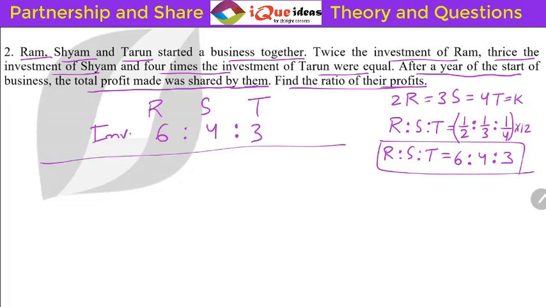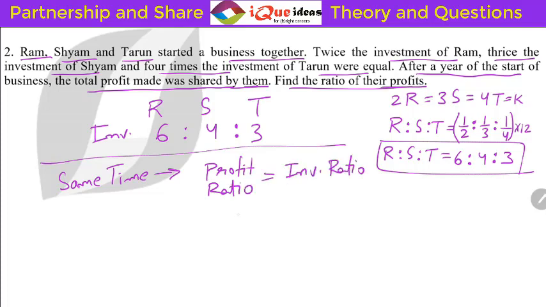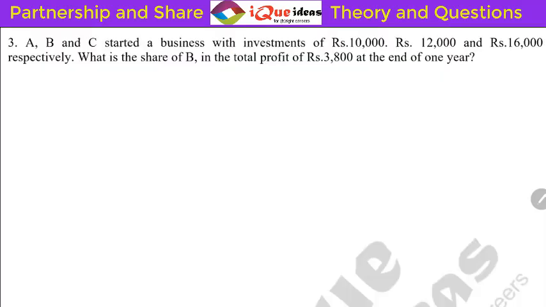Now whenever it is same time, you can directly memorize and use it. For same time, profit ratio is straight away equal to investment ratio. So in this question, it is directly 6 is to 4 is to 3. And that is the answer. That's it. So this was a direct question. Let's take up the next question now.